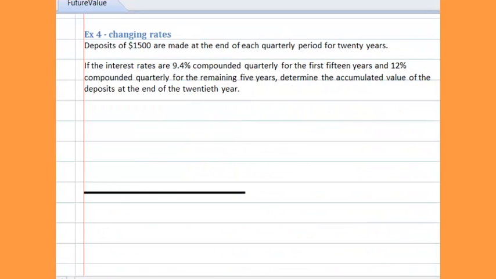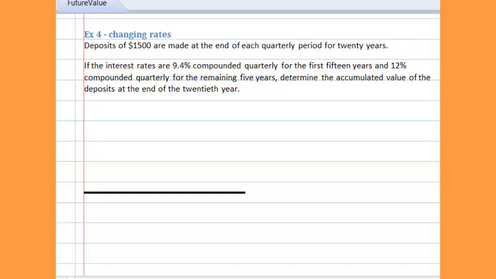Example 4. Deposits of $1,500 are made at the end of every quarterly period for 20 years. If the interest rates are 9.4% compounded quarterly for the first 15 years and 12% compounded quarterly for the remaining 5 years, determine the accumulated value of the deposits at the end of the 20th year.